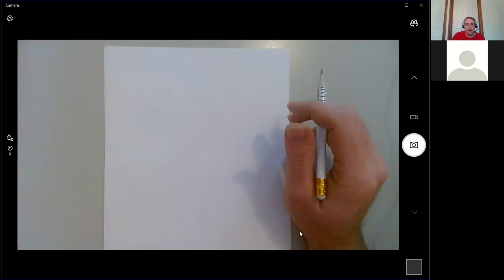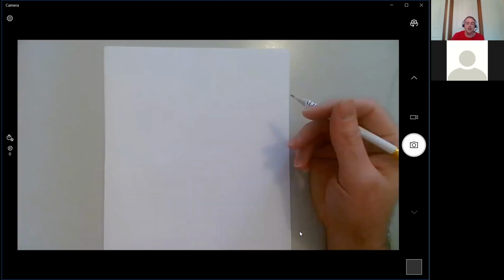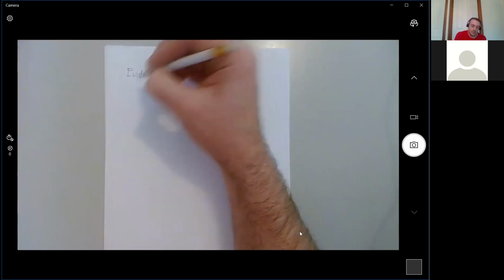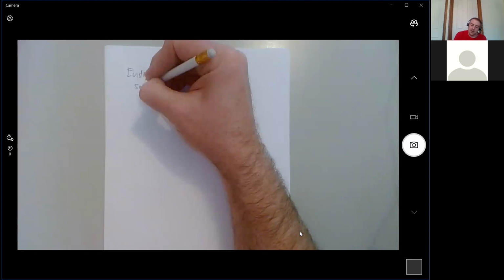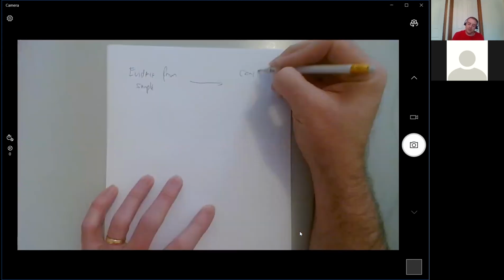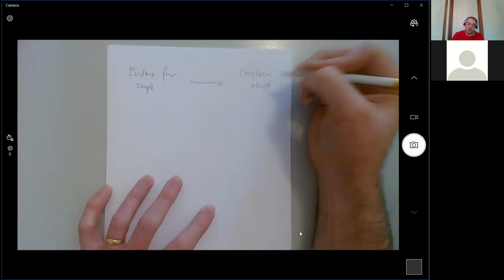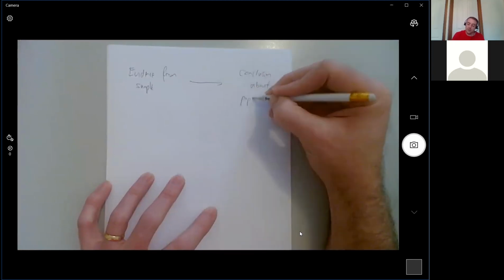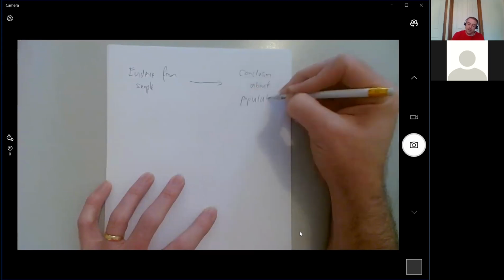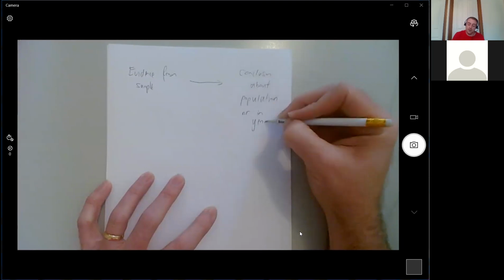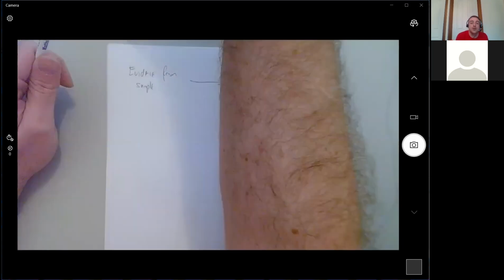So my understanding of hypothesis testing and inferential statistics generally is that we want to use the evidence from a sample to make a conclusion about the population, or the general thing. About the population or in general.